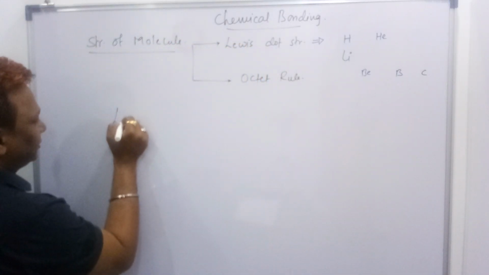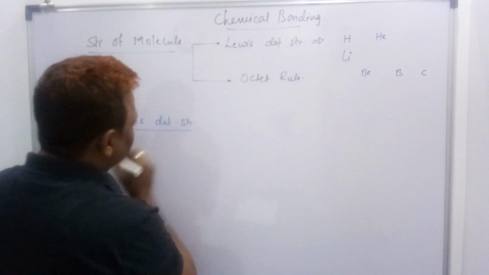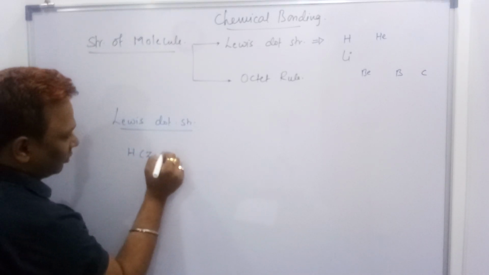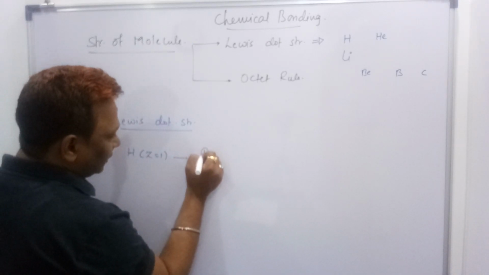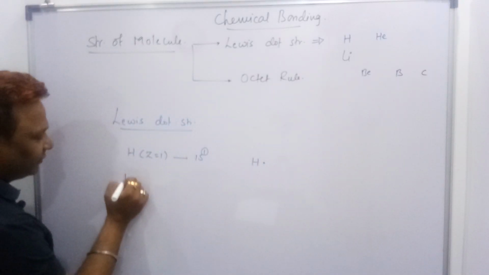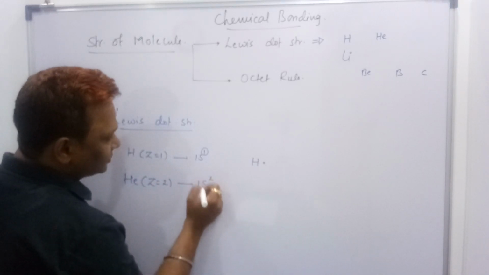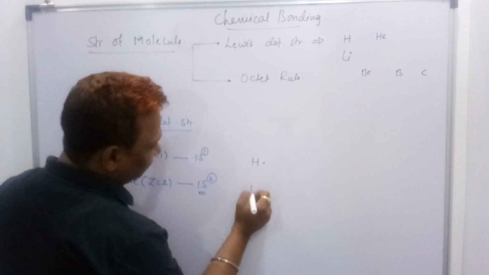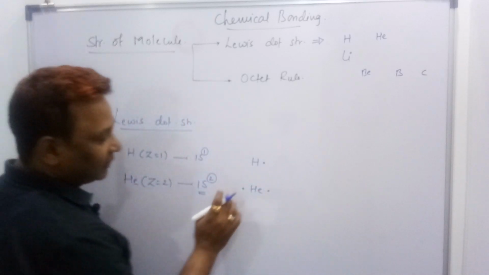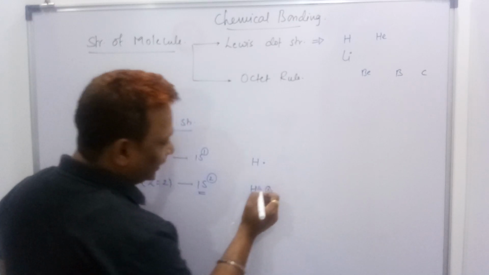Let us first explain the Lewis dot structure. For writing the Lewis dot structure of the hydrogen atom, we should know its atomic number is 1, so the configuration is 1s1. The number of electrons in the valence shell is 1, which means hydrogen has only 1 electron, so 1 dot. In the same way, the atomic number of helium is 2, and the configuration is 1s2. That means the number of electrons in the valence shell of helium is 2, so we write 2 dots in this way for helium.